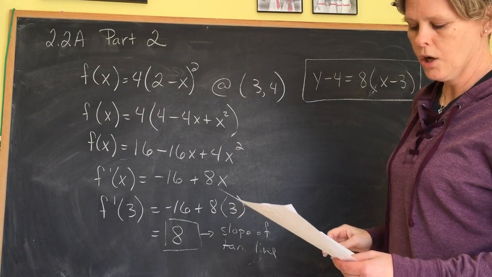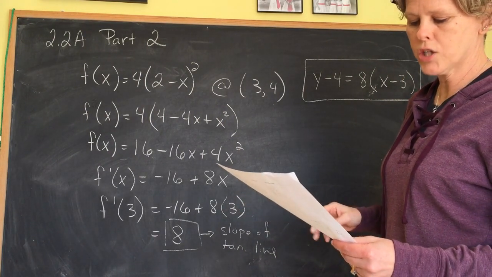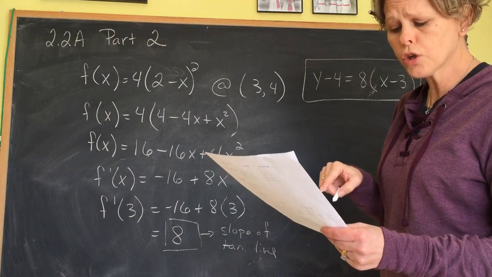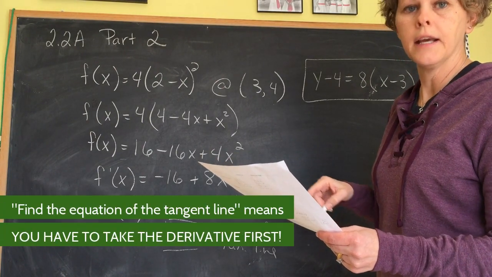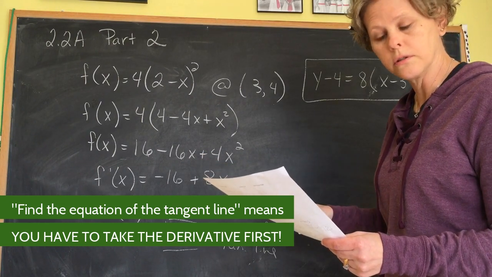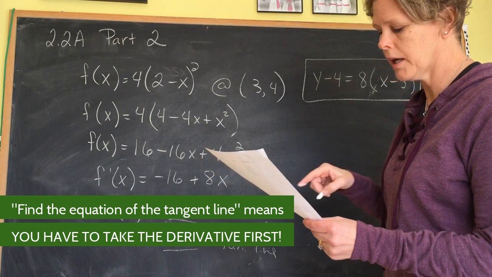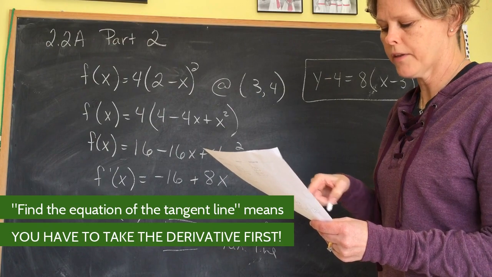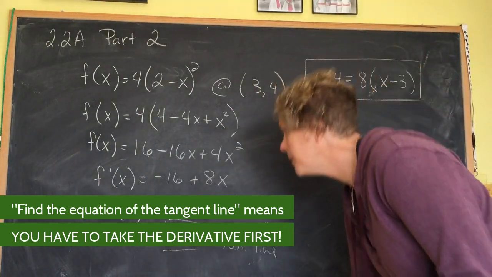Okay, example 3. We're going to do the exact same thing. Find the equation of the tangent line. I want you to underline, highlight, circle the phrase equation of the tangent line, and write a note to yourself that that means you have to take the derivative first. Okay, so while I'm erasing this board, I want you to FOIL out what's given in example 3 there. So FOIL that out so that we can actually take the derivative.